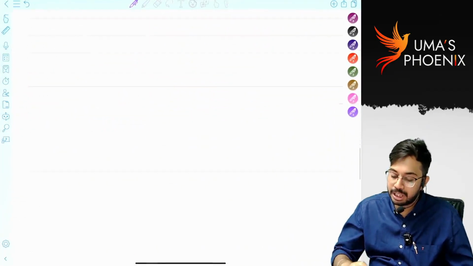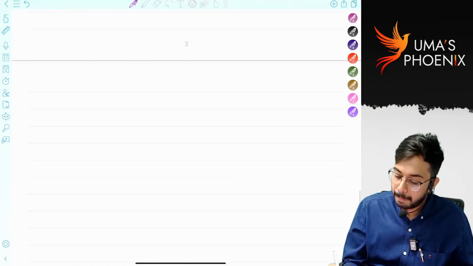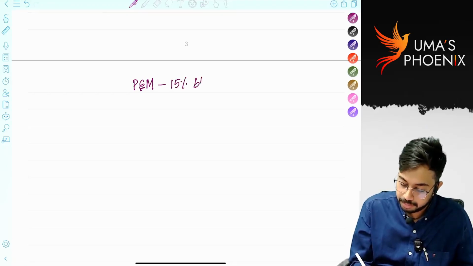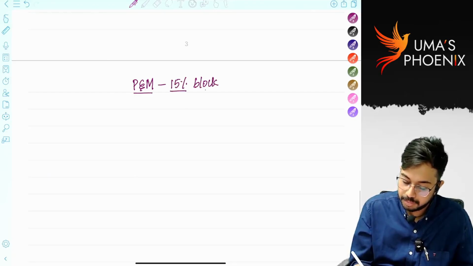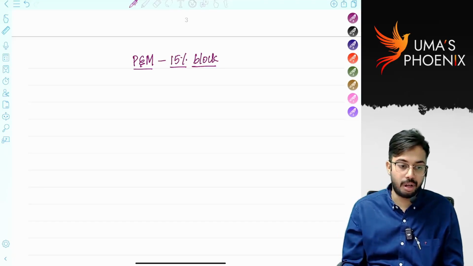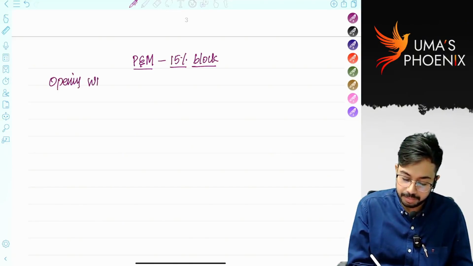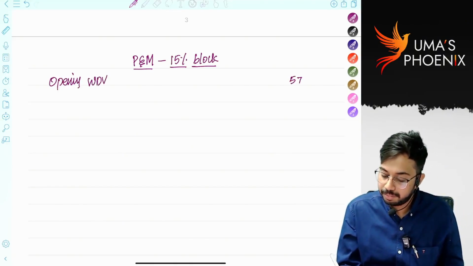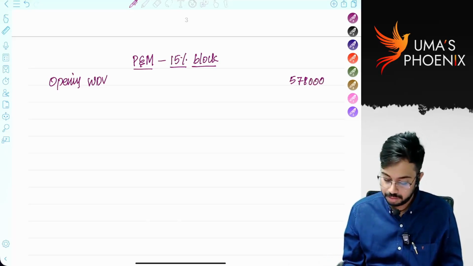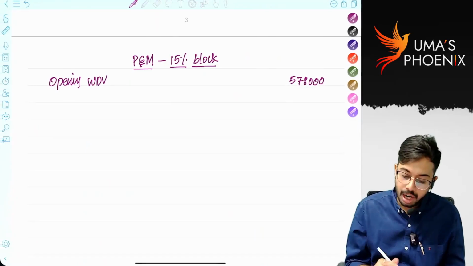Shall we calculate depreciation? Everybody, this calculation will be interesting. Plant and machinery, 15% block. How much is opening written down value? Can someone tell me? 5 lakh. How many assets? Only one asset. Okay, those were not mentioned. Good. Additions.